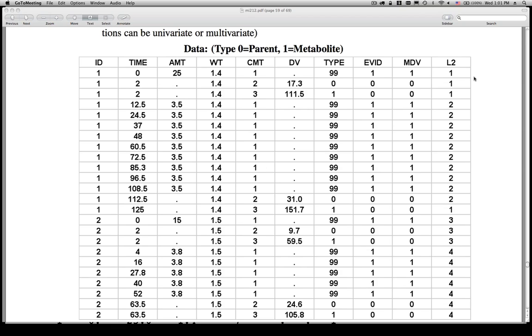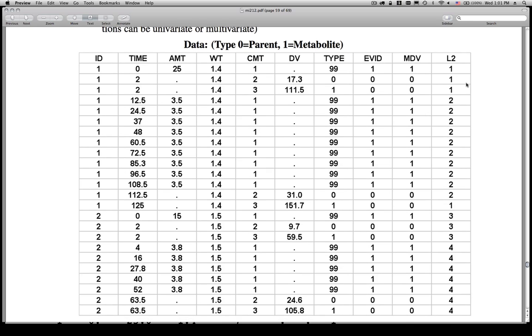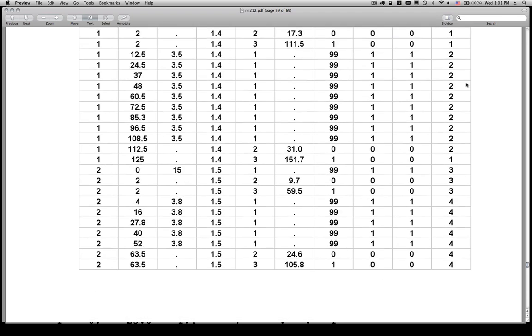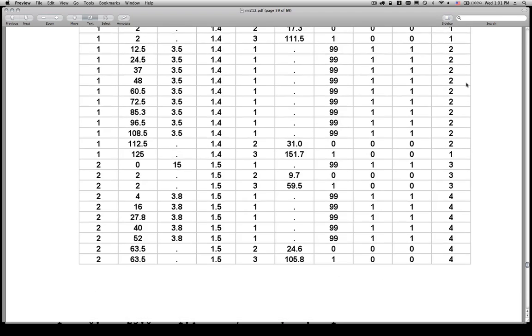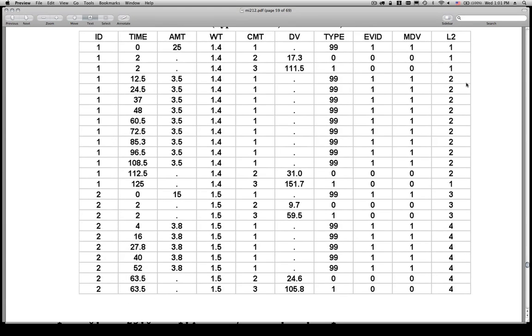So on page 59, there are 2 matched pairs and 1 unmatched pair of parent metabolite records. You'll notice that the ones that are matched, so here's a matched pair at time 2, there's a matched pair at time 63, but there's an unmatched pair here. The thing that's different is that the matched pairs have the same L2 item, so 1, 1, right? Down here, 4, 4, those are matched.